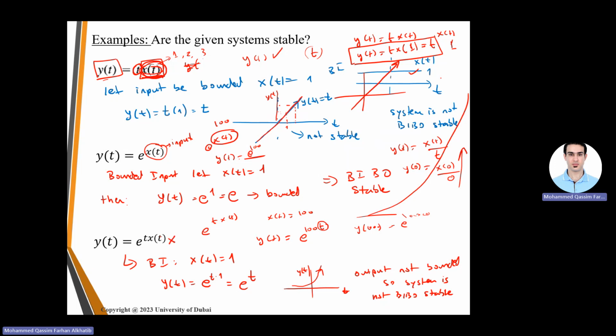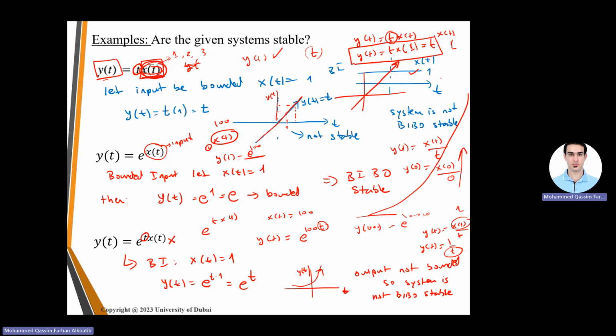Or to put it simply, take even y of t equal x of t over t. Assume a bounded input for x of t, 1. So y of t equals 1 over t. We know that 1 over t has issues at 0, so it's not bounded.